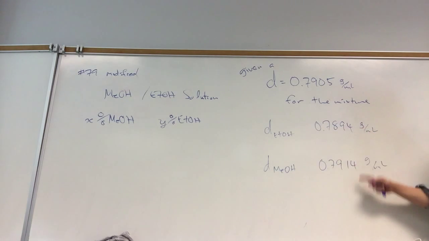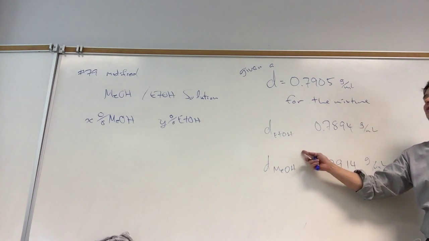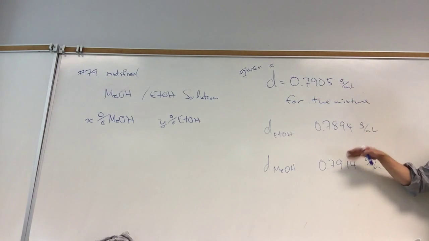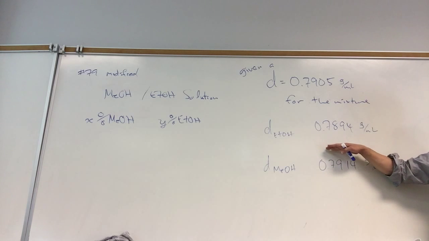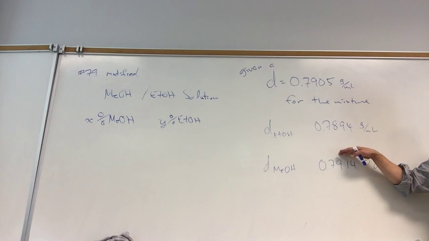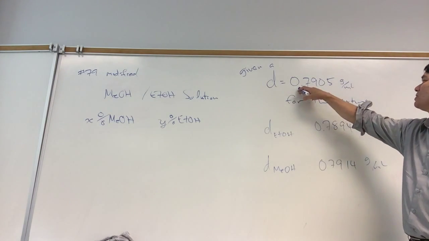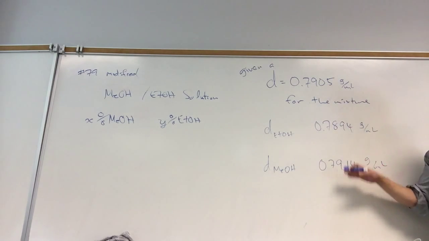And so here we see the ends of the forest, and our tree is somewhere in here, because when you look at our tree, it's 0.7905, which looks like it's close to methanol, maybe more methanol, I don't know. Do you guys see that? And so this way we can determine the percent composition by looking at the density here, because the density is a composite mix of the two.